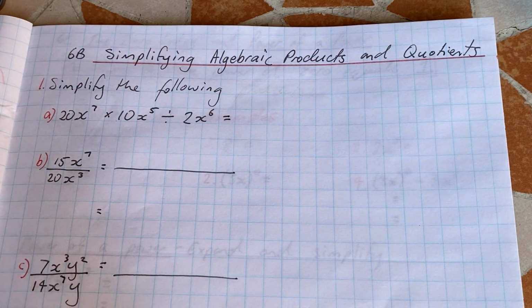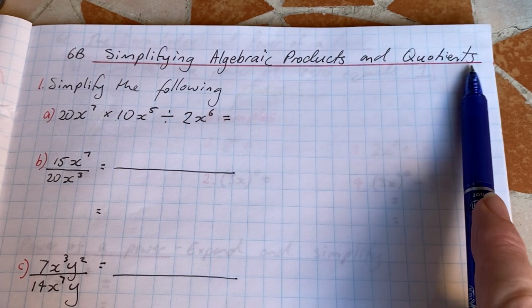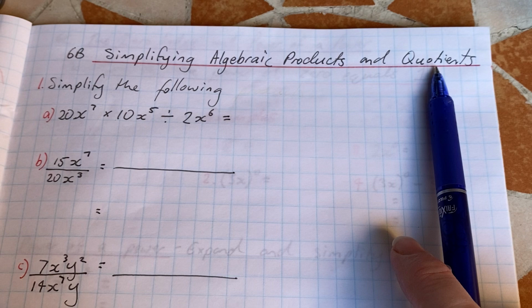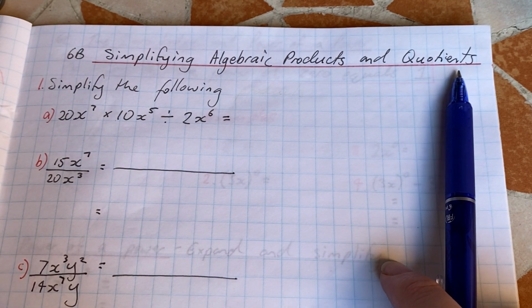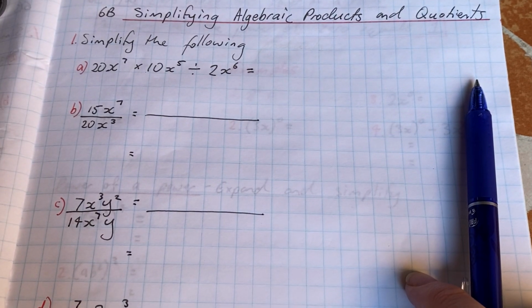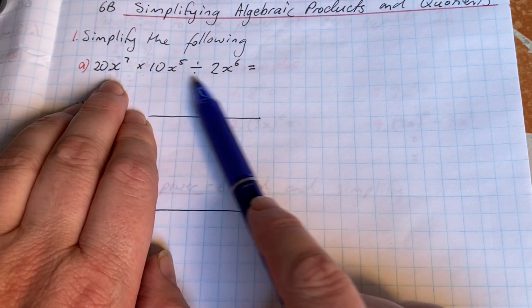Exercise 6b is about simplifying algebraic products and quotients. Remember, products are things that are multiplied, quotients are things that are divided. This is actually the same as the previous exercise, but just using the shortcuts a bit more and simplifying things down as much as possible. So we're putting together things that we learned last time.